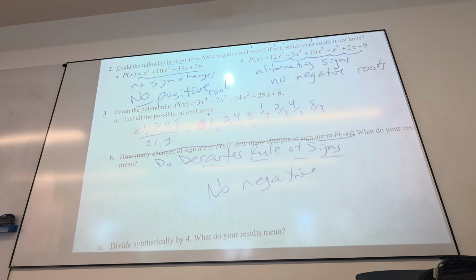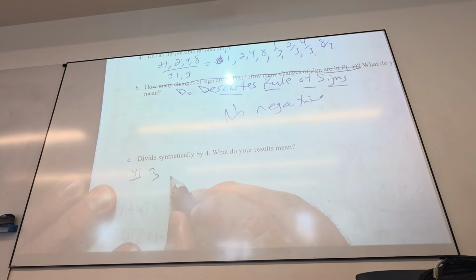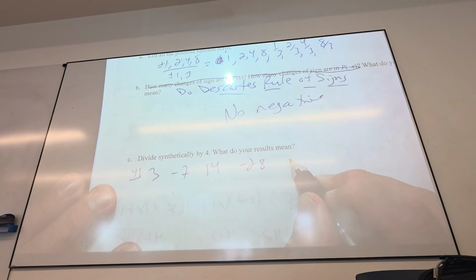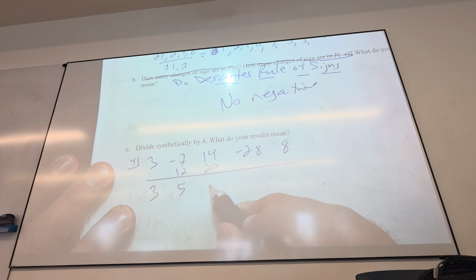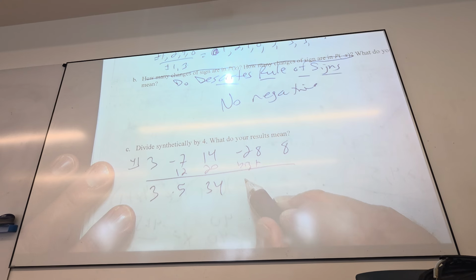What about this one? Did anyone do this? 3, -7, 14, -28, 8. Don't be ashamed to use a calculator when these numbers get kind of big, but 3, 12, 5, 20, 34, big positive, big positive, big positive, big positive. You guys see, I can kind of see when it's just gonna skyrocket. I don't have to worry about the exact numbers, because I know it's not gonna be a 0. But what do I see now? In my answer, did any signs change?